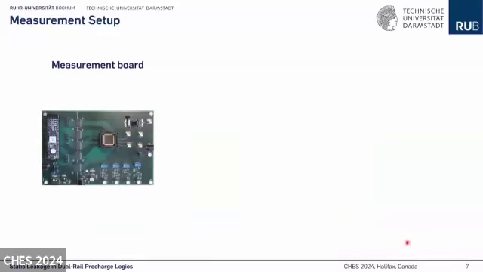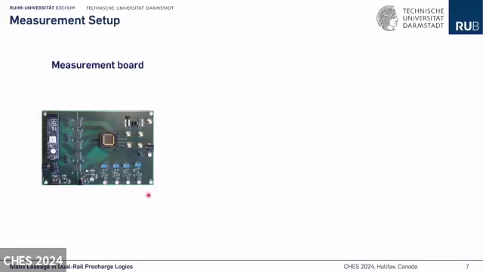We performed our measurements using a custom measurement board. Here you see its picture. This board has 2 separated parts. On the left side of the board, an FPGA, which is responsible for managing the measurement procedure, is located. And the ASIC is located on the right-hand side of the board.